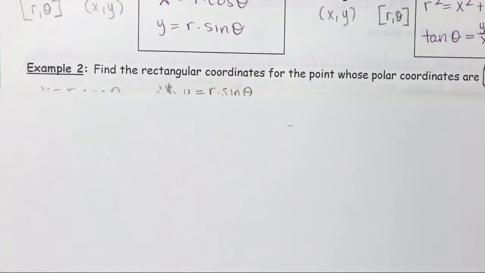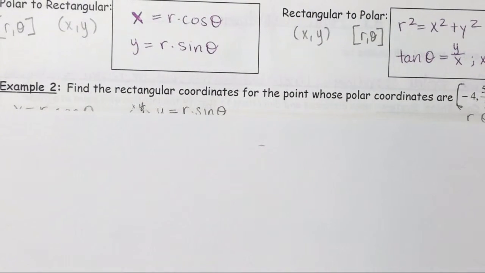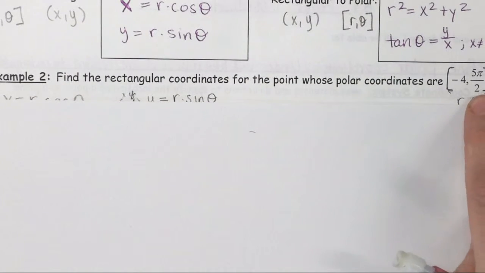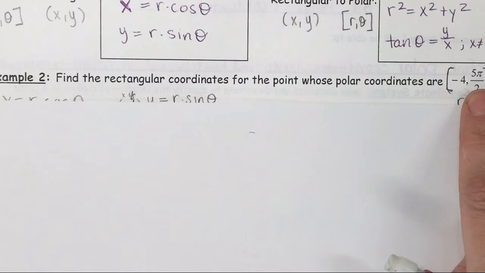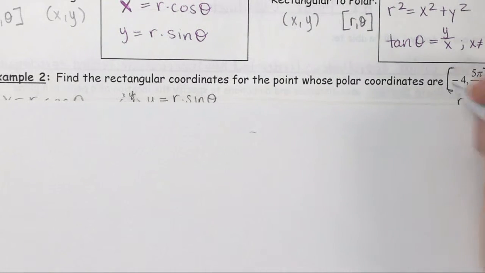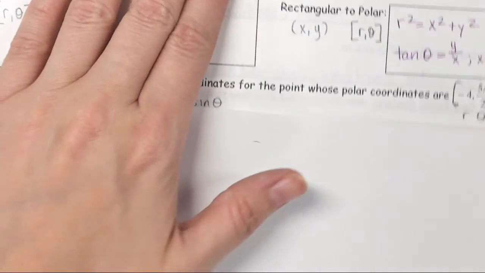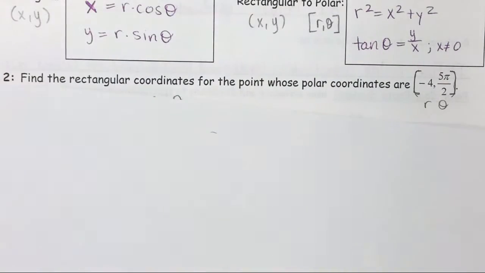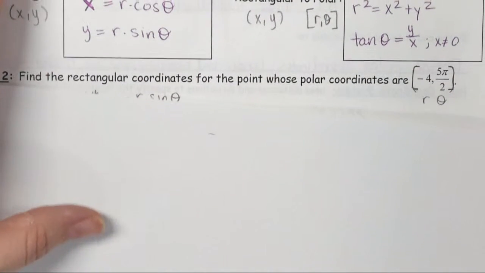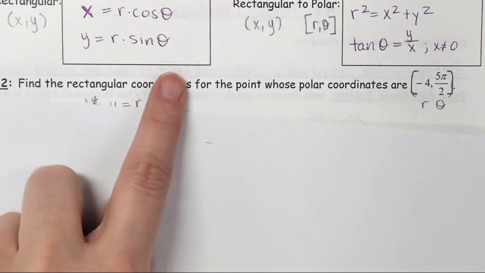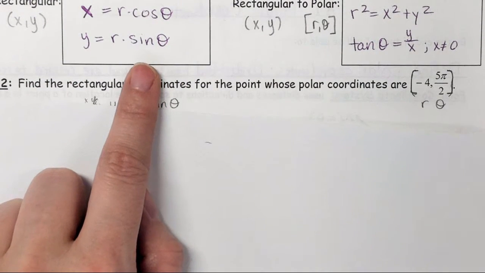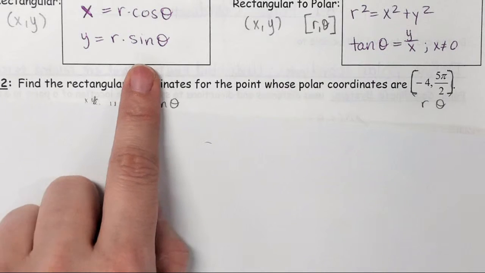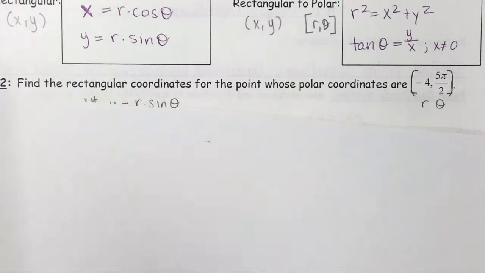So example 2: find the rectangular coordinates for the point whose polar coordinates are [-4, 5 pi over 2]. Whenever you have the polar coordinates, and yours should be in the hard bracket, that's going to be your r and your theta. So all we have to do now is go to our conversion coordinates. You already have r and theta, so all you have to do is plug it in. Substitute. Yep, plug it in. Okay, so that's what we're going to do. So go ahead and do that for the first one.